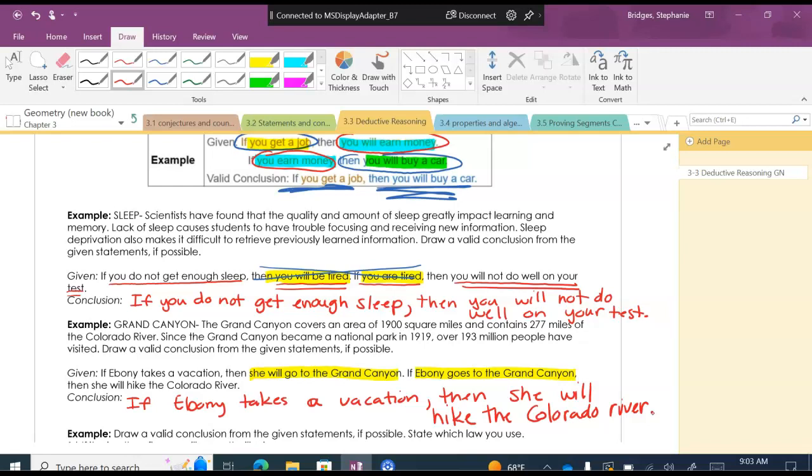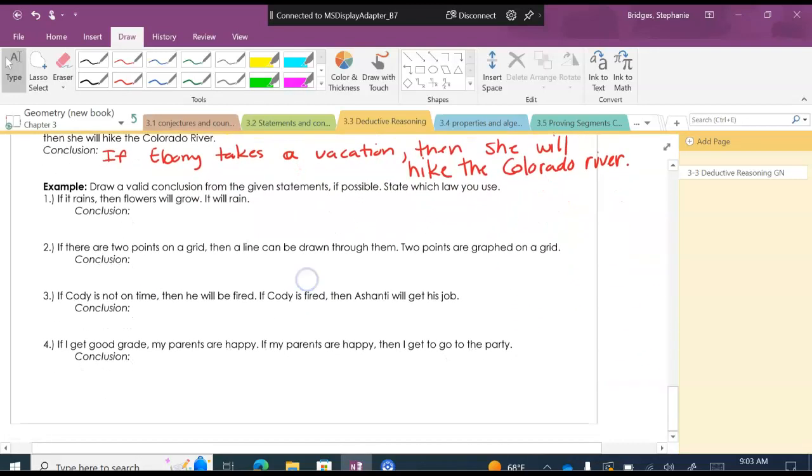Okay. Now let's see. The directions say, draw a valid conclusion. Sorry, I can't read that when it's messed up like that. From the given statements, if possible, state which law you will use. Did you use detachment? Do you have just one if-then statement or syllogism of two? Okay, also, does it work? So the first one says, if it rains, then flowers will grow. If it rains, then flowers will grow. And then it tells you that it will rain. That's detachment, yep. So what could I say then?